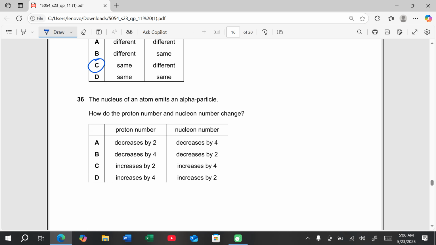The nucleus of an atom emits an alpha particle. How do the proton number and the nucleon number change? The nature of alpha is a helium nucleus. In helium it has 4 as mass number and 2 as atomic number. So the proton number will decrease by 2 and the nucleon number will decrease by 4. So it is going to be A.